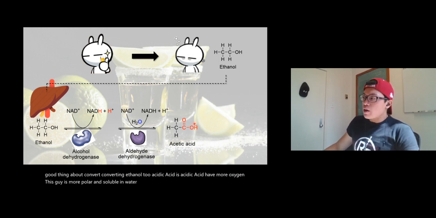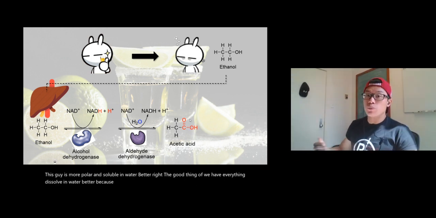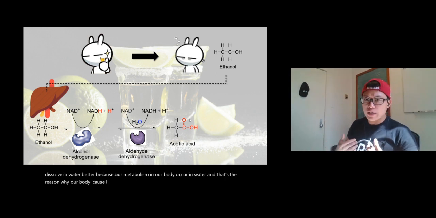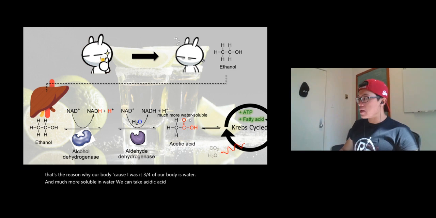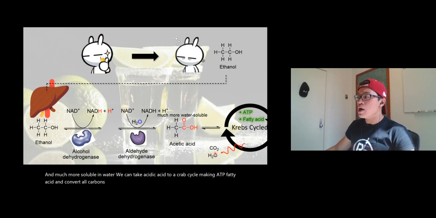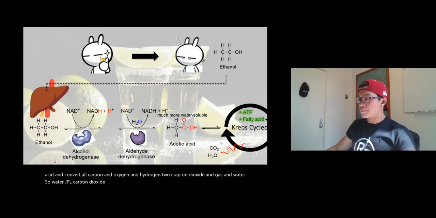The good thing about having everything dissolved in water better is that all metabolism in our body occurs in water, and that's the reason why three quarters of our body is water. Since it is much more soluble in water, we can take acetic acid to the Krebs cycle, making ATP and fatty acid, and convert all carbons, oxygen and hydrogen to carbon dioxide gas and water. Water you pee out, carbon dioxide you exhale. Everything that you take gets converted to carbon dioxide and water.